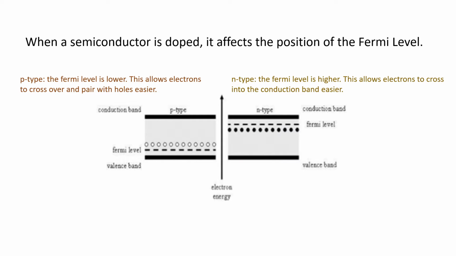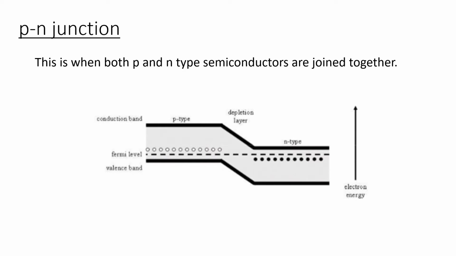We also learned in our last lesson that when a semiconductor is doped, it affects the position of the Fermi level. For a p-type, the Fermi level is lower, and it's much closer to the valence band. For an n-type, the Fermi level is much higher, and it's closer towards the conduction band. In today's lesson, we're going to take a look at p-n junctions and how these two phenomena can be combined to create a better conductor. Let's take a look at the p-n junction.